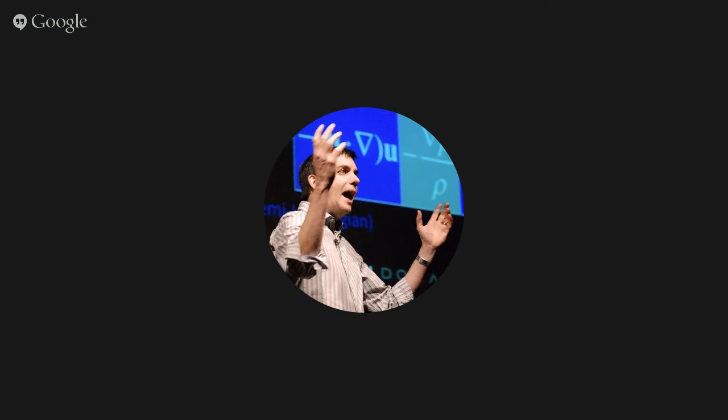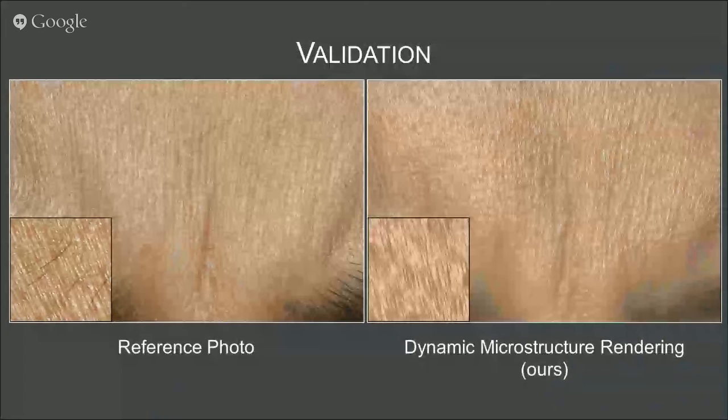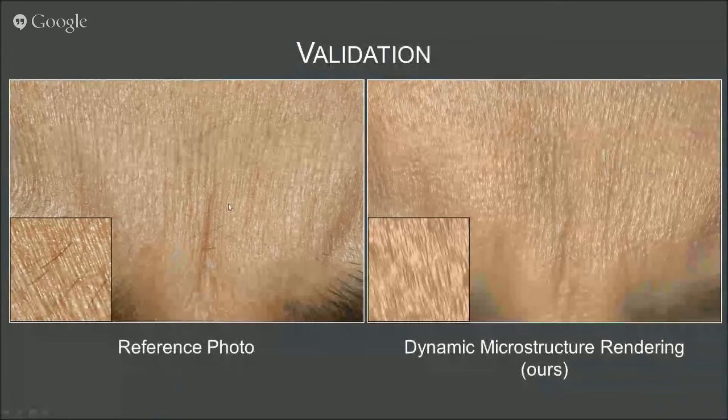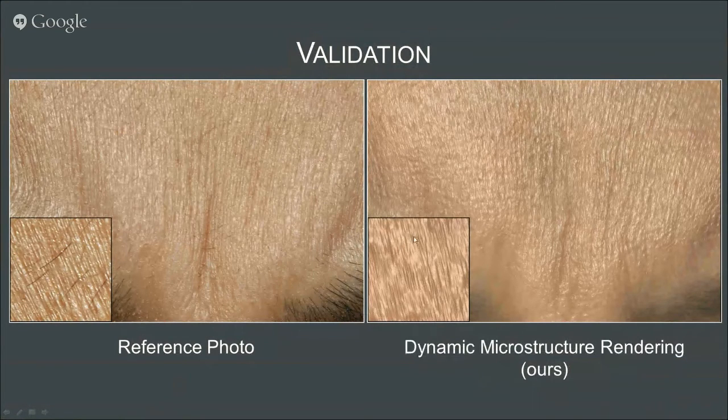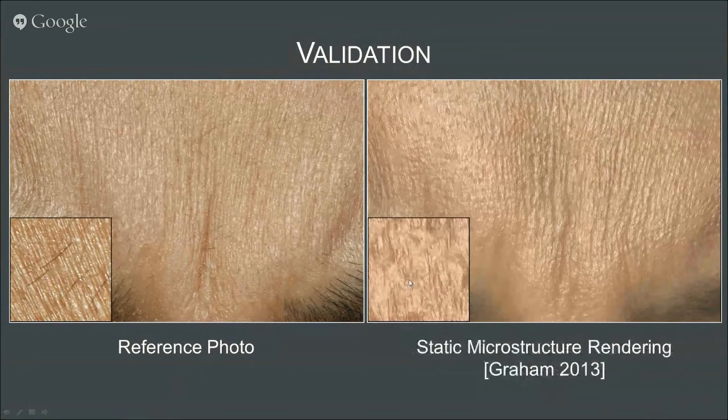Okay, and then finally we did the validation to the real photograph, and the left side is the real photograph and the right side is a dynamic microstructure rendering, and you can see the anisotropic fine wrinkles in the photograph are qualitatively well simulated in the rendering. And here we compare the rendering without dynamics, and in the inset you can see that with the dynamics it matches better to the photograph. You can go back and compare the difference. And this is without dynamics.